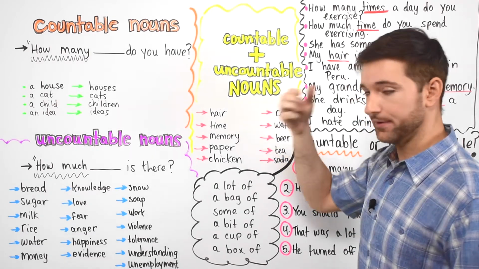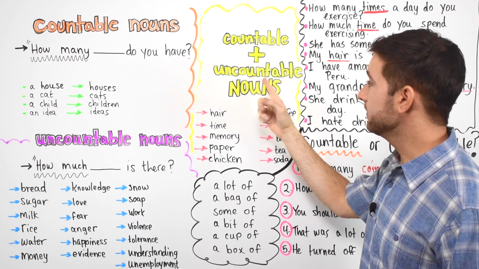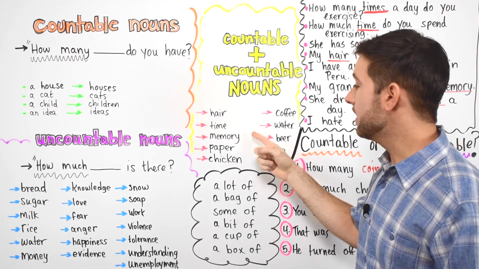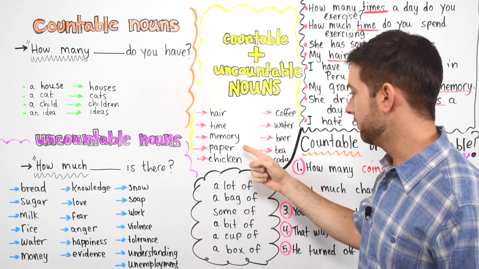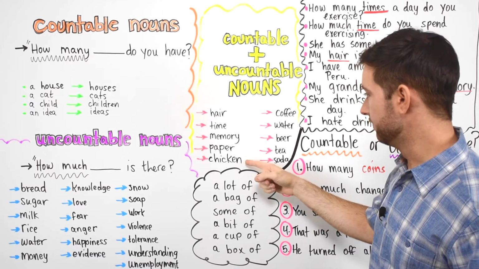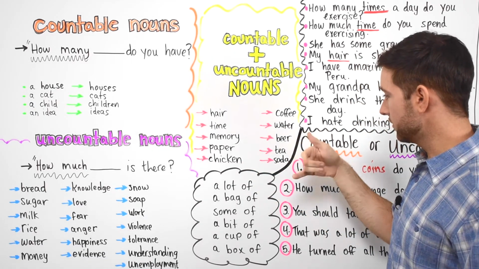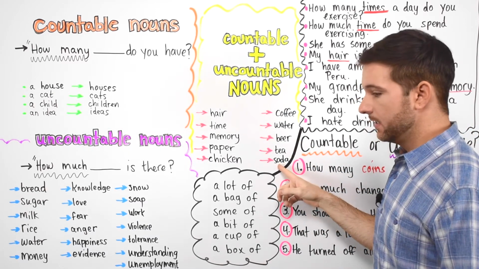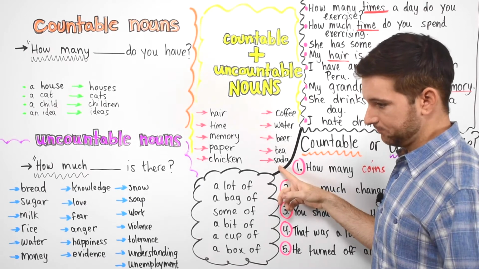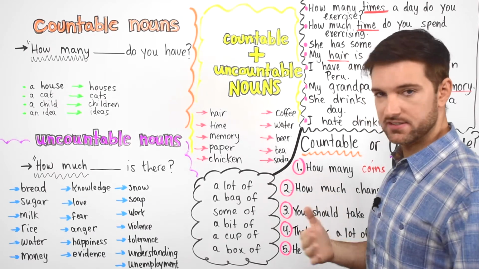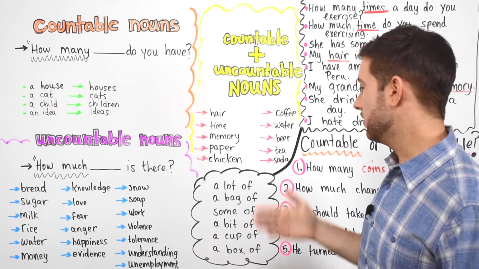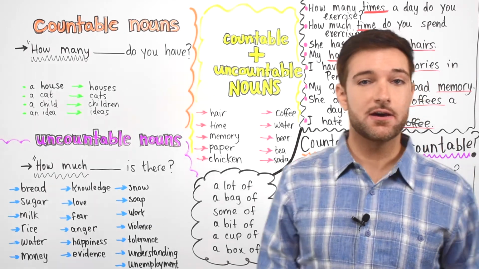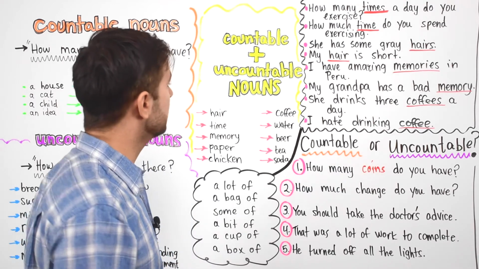Hair, like the hair on your head, that's countable and uncountable. Time is countable and uncountable. Memory, like what you can remember. Paper, chicken, the food. Coffee, what you drink. Water, beer, tea, and soda. Soda is like Pepsi, Sprite, Coca-Cola, etc. Things like that. Root beer. All right, so all the sodas. 7-Up. All right, so now let's look at some comparisons when the noun is considered countable and uncountable.